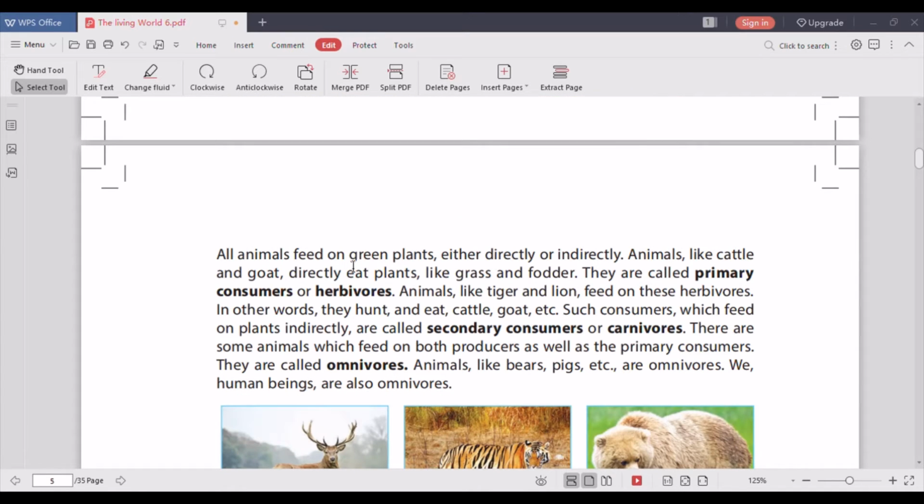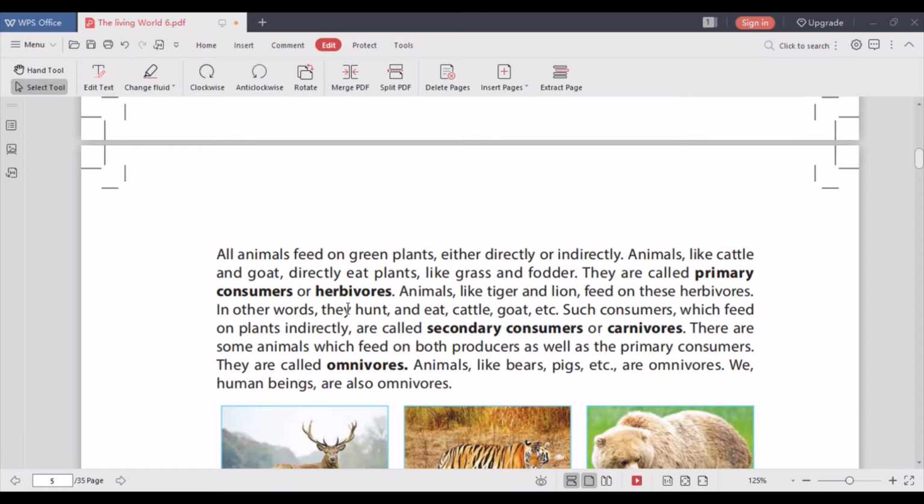All animals feed on green plants either directly or indirectly. Animals like cattle and goat directly eat plants like grass and fodder. They are called primary consumers or herbivores. So the primary consumers or herbivores means the animals that are eating green plants directly in the form of grass and fodder.